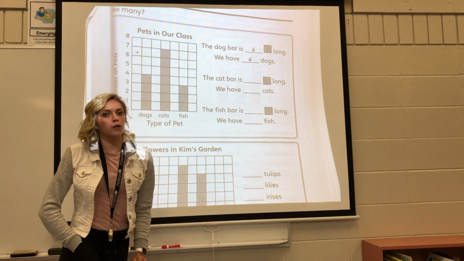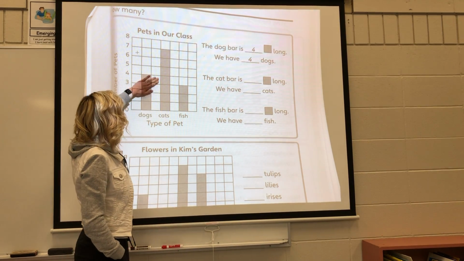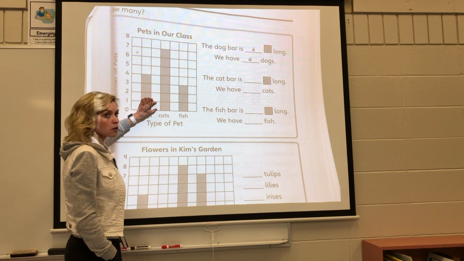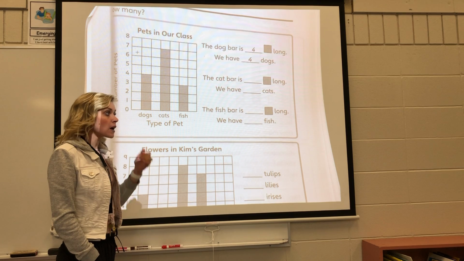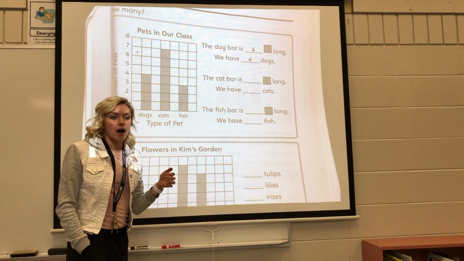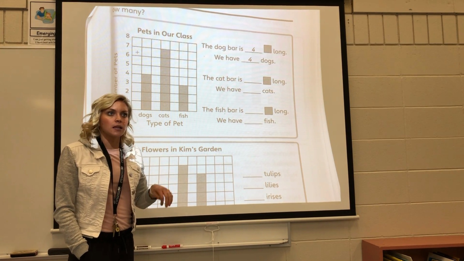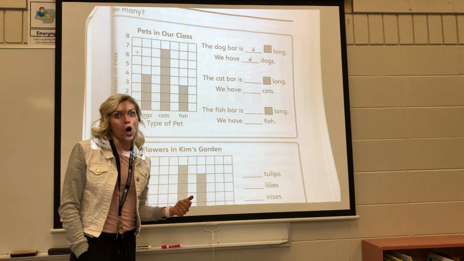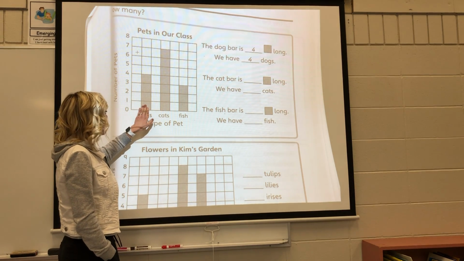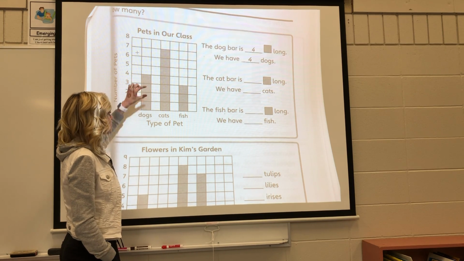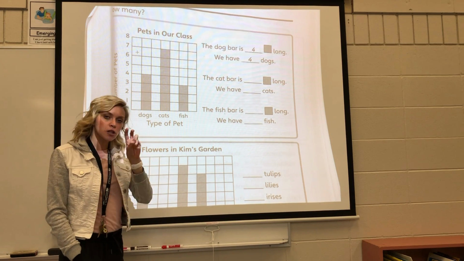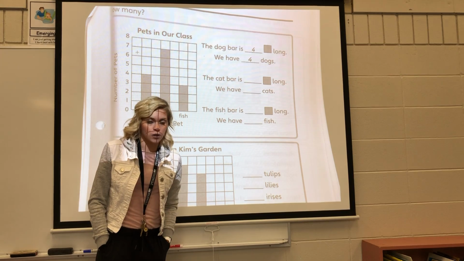Okay, let me go over that bar graph one more time. So up the side, each one of our little boxes represents 1. So if I did a tally and in our class, let's say 3 people have dogs, I would go to my dog one and I would color in 3 boxes, because that would show me that 3 people in our class have dogs.